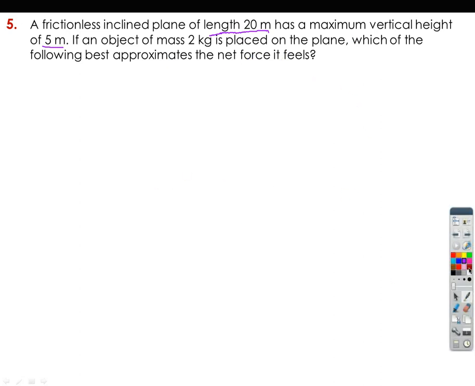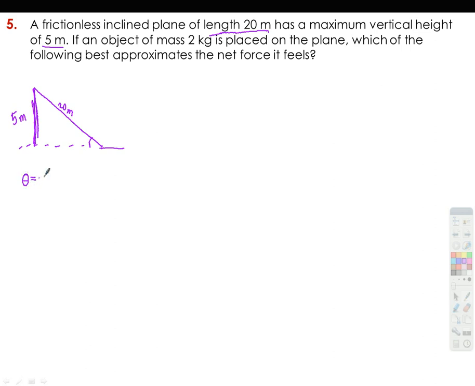Okay, if we're going to draw it again, here you know that your incline is 20 meters, right? And they said your vertical height is 5 meters. So the first thing that you can do right here is to calculate your angle. And if we know this one, which is our hypotenuse, and this one is our opposite, we know that we can use our sine to calculate for the angle.